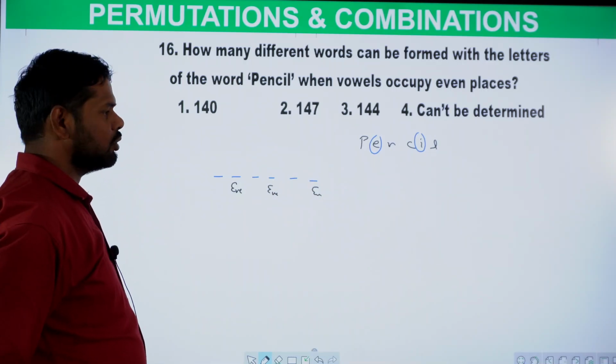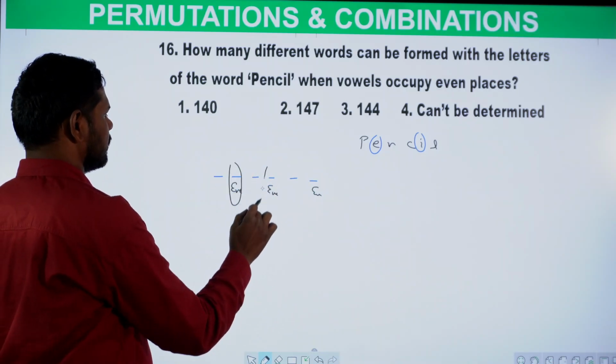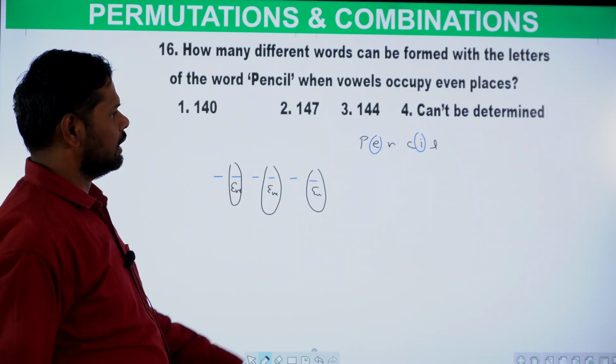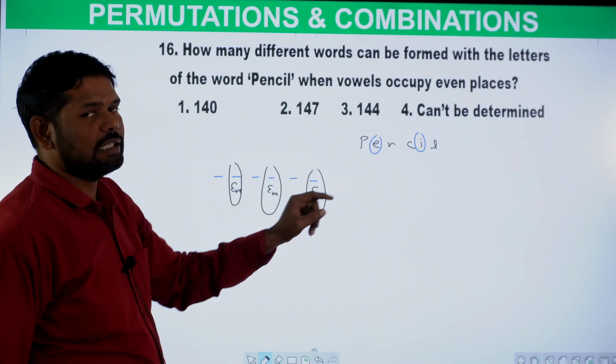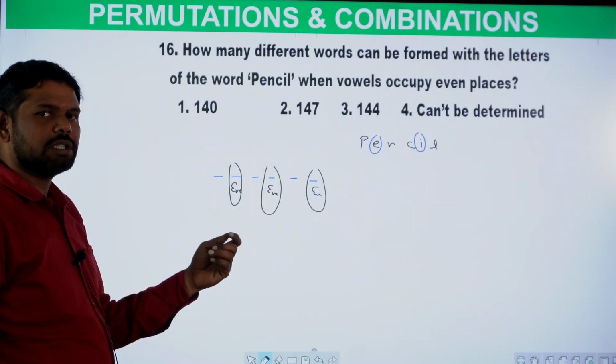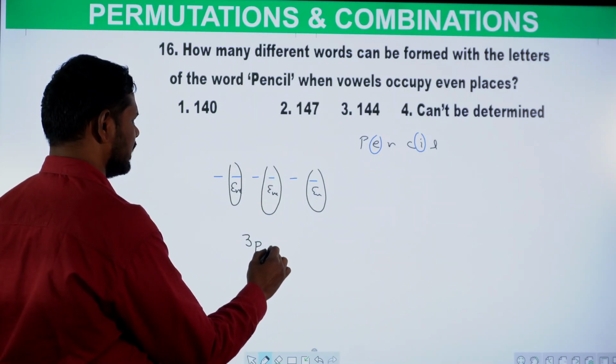Second, fourth and sixth positions are even positions. So 3 even positions are there. But how many vowels are there in the given word? 2 vowels are there. Two vowels can be arranged in three gaps. In how many ways? 3P2 ways. So vowels are arranged.